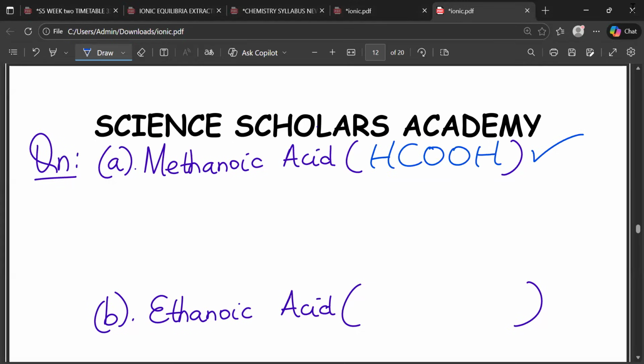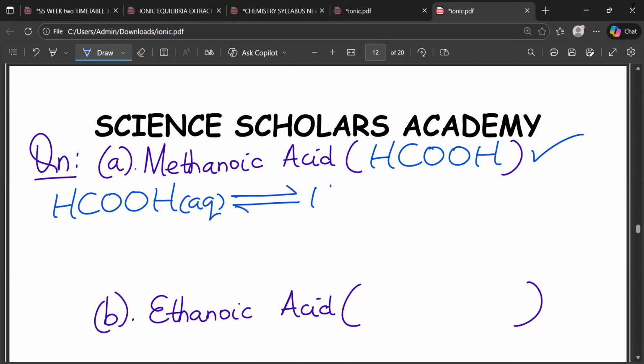You first write that structure, then the half arrows. They are called partial arrows. Then it's HCOO, negative on top of that last O, aqueous state, plus the hydrogen ion, aqueous state.